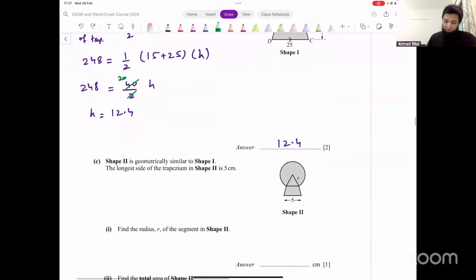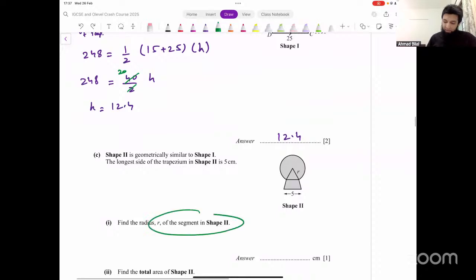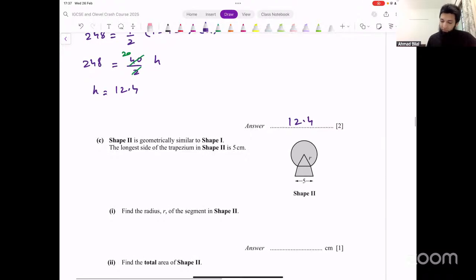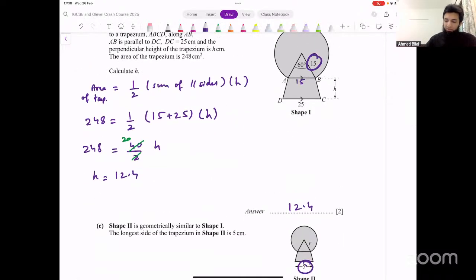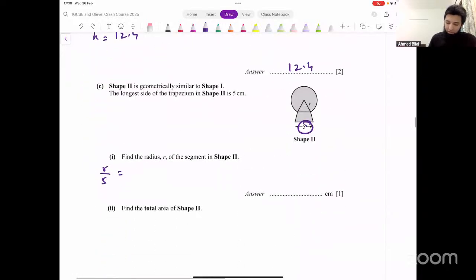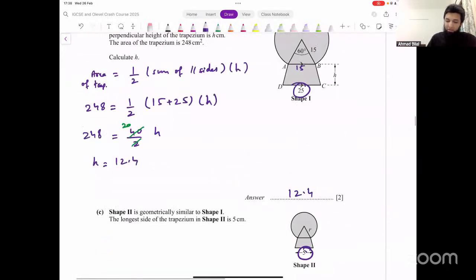These are similar figures. Find the radius of the segment in shape 2. What's the value of r? Now, in similar shapes, corresponding sides have the same ratio, right? So we have radius here and we have 5 here. What's the ratio? We can say the ratio is r over 5 between these sides. Radius in the numerator and this side in the denominator. Do the same thing for the other figure. Radius in the numerator, that's 15. That longest side in the denominator, which is 25.